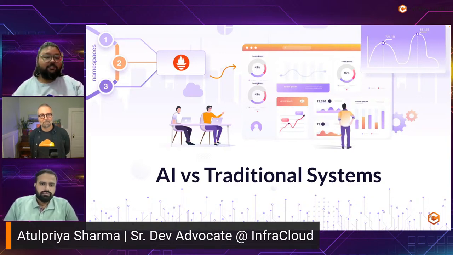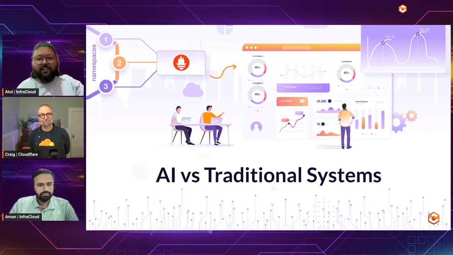But then the systems have changed quite a bit, and that's where I would lead into my first question, which would be to Aman. How are AI systems different from traditional systems, and what are some specific requirements that are absolutely necessary to build an AI system?